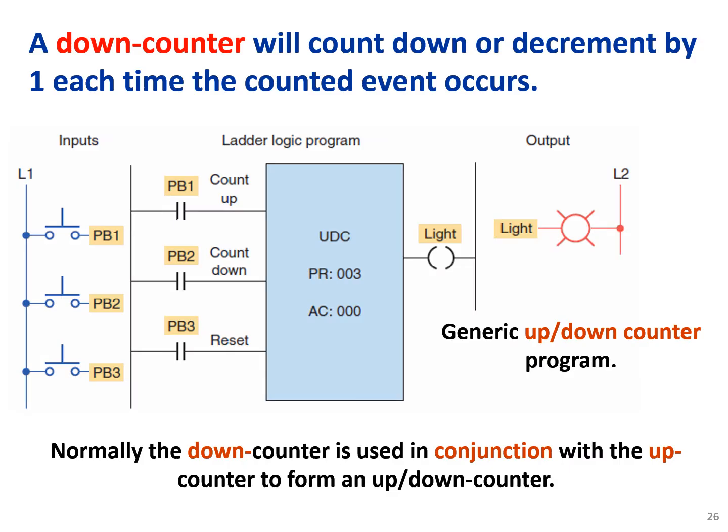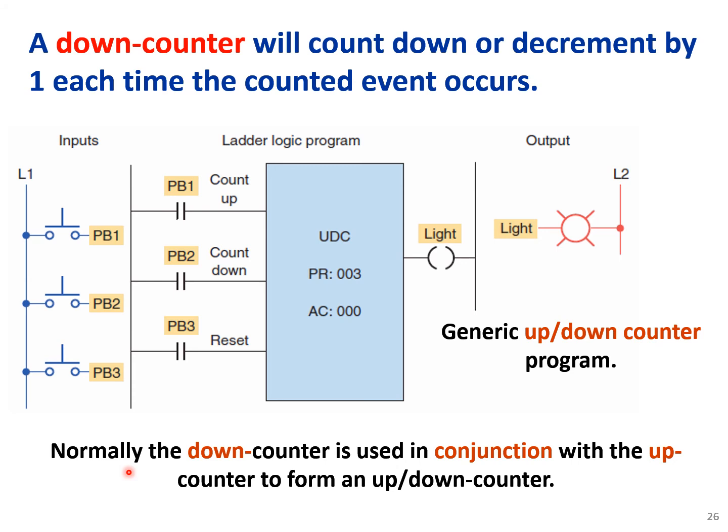Down counter. A down counter will count down, or decrement by 1, each time the counted event occurs. Here we have 3 push buttons, 1, 2, and 3. One is used for up counting, the other one is used for down counting, and the third one is for resetting the counter. Again, we use a preset value, and we need to reach that preset value to get a true output, or to have this light on.